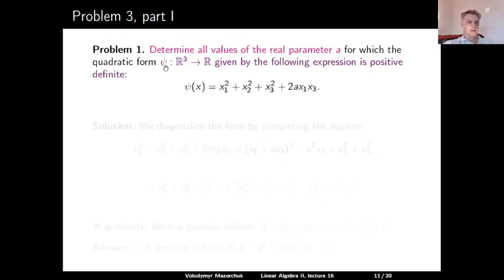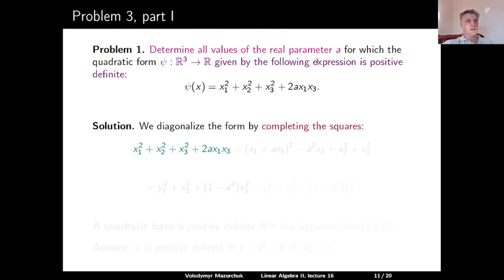Problem 3. Determine all values of the real parameter a for which the quadratic form psi on R3 given by the following expression is positive definite. Psi of x is equal to x1 squared plus x2 squared plus x3 squared plus 2a x1 x3. Again, we diagonalize our form by completing the squares. When we diagonalize the form, we will be able to read off the signature, and this is what determines when the form is positive definite.